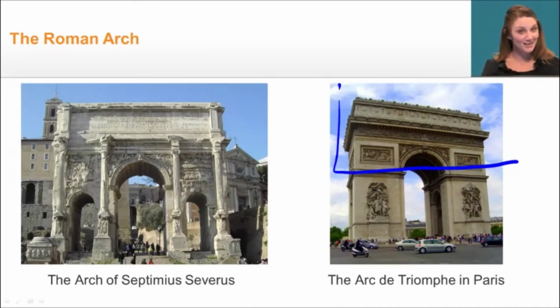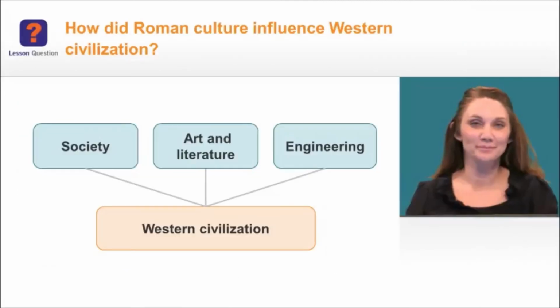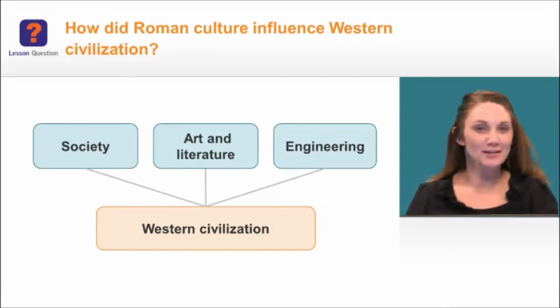Do they look alike? I think they do. Even the decoration is similar. Now the Arc de Triomphe looks older than it actually is. It was created in France in the 1800s. So take a look. We really can, if we think about it, see a lot of influences in Western civilization from the Romans. Here's a check-in with our lesson question.